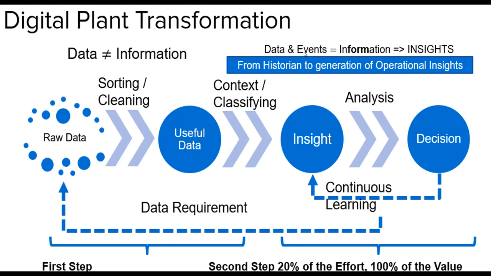So when you get data and events, we form information which generates insights. And the third part is related to how, once we get that, we can generate predictive models, soft sensors, and things like that. So this is a step-by-step process.